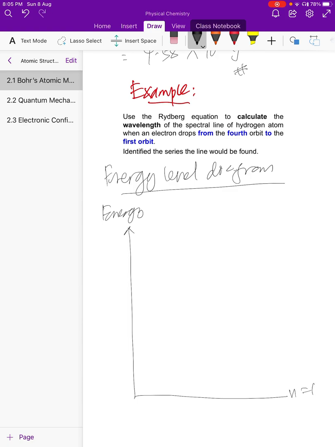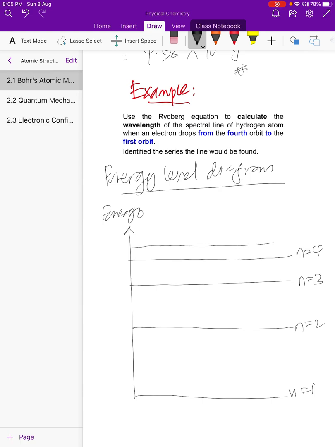n equals 1, n equals 2, sorry, n equals 3, n equals 4, n equals 5, and let's say n equals infinity. Right, we draw it like this.